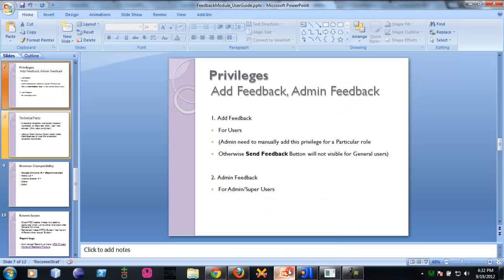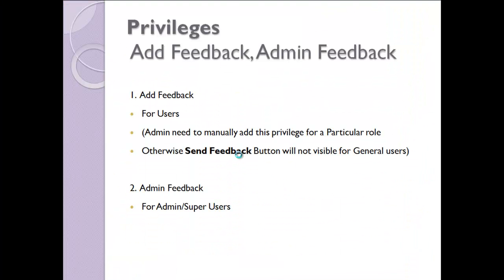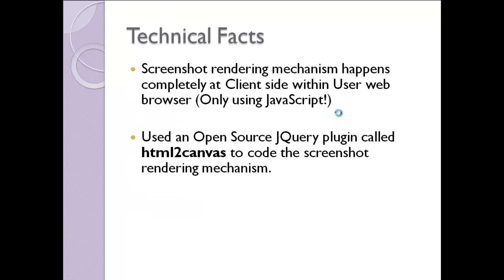Now I will switch into the slides. As I said earlier, there are two privileges called add feedback and admin feedback. For normal users, add feedback needs to be added. Admin needs to manually add this privilege for a particular role, otherwise the send feedback button will not be visible for general users. And admin feedback is not needed for a super user, it's added by default.